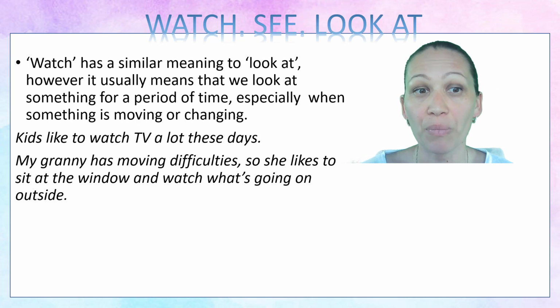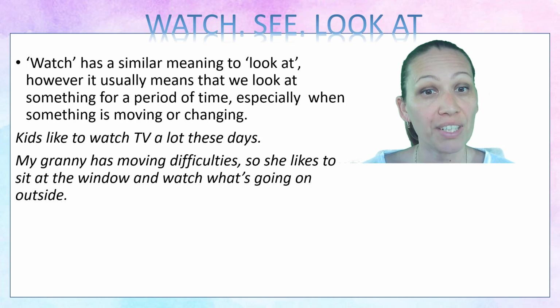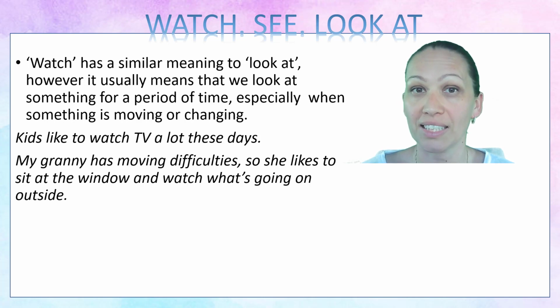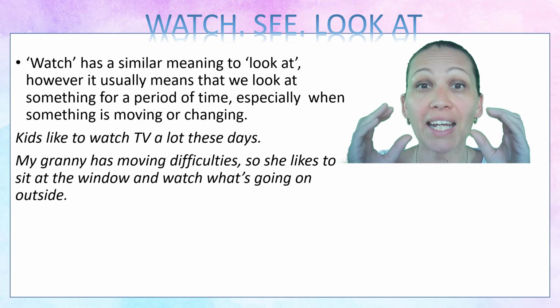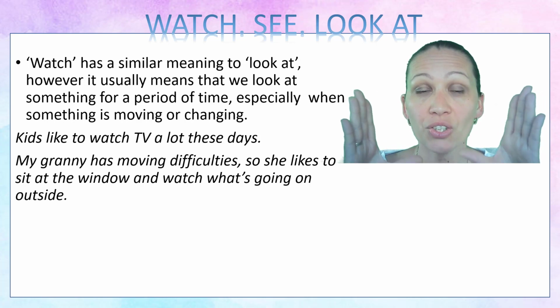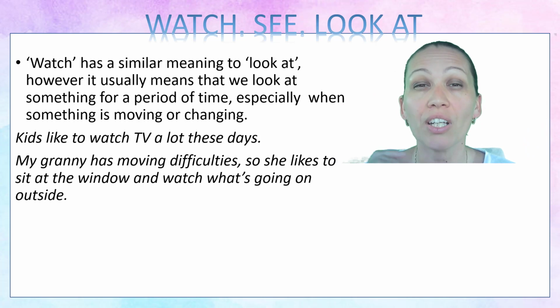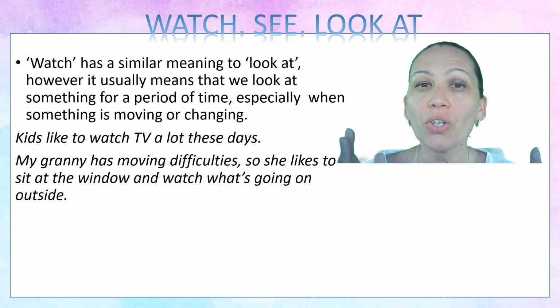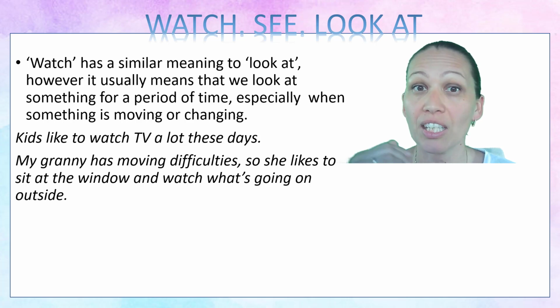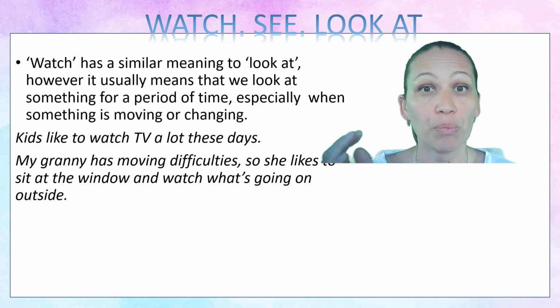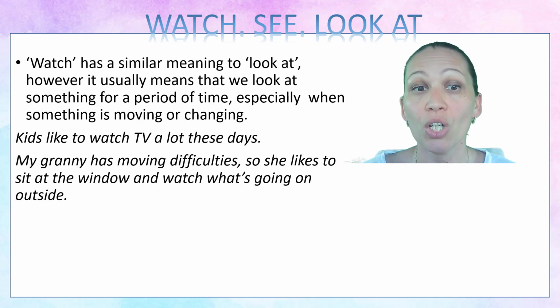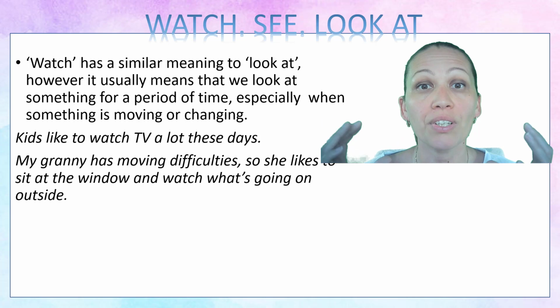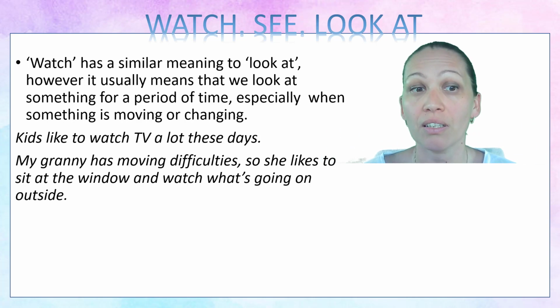Or another example, my granny has moving difficulties, so she likes to sit at the window and watch what's going on outside. So for my granny, her window, it's like a TV. And she likes to sit at the window and watch and observe what's happening outside, because the images are changing. People are passing by, or cars passing by, or animals running around. So she can watch how the picture is changing outside of her window.